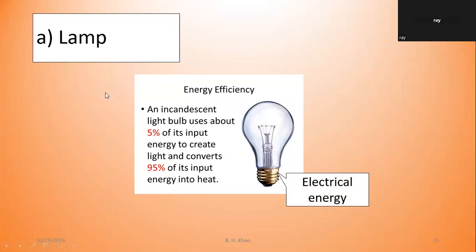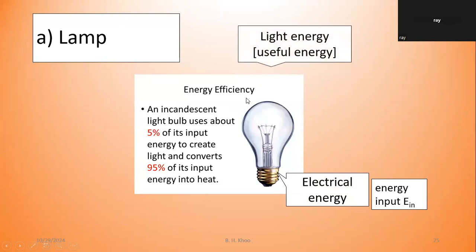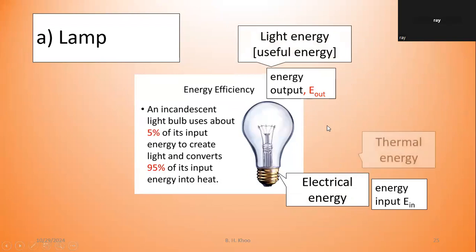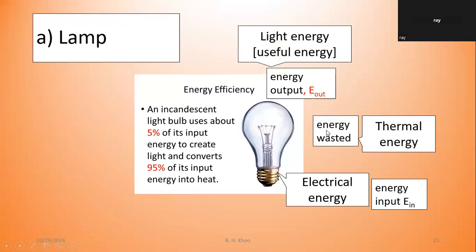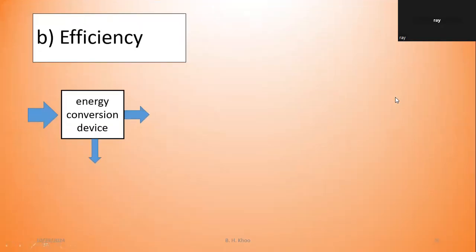Right? So basically, for a lamp, electrical energy is taken in, that's the input, and it gives out light. Light is the useful energy because it helps us to see. So we call it energy output, E out. Then we also experience heat, thermal energy. This is wasted, it doesn't benefit us. It just keeps the room warm and makes us uncomfortable.